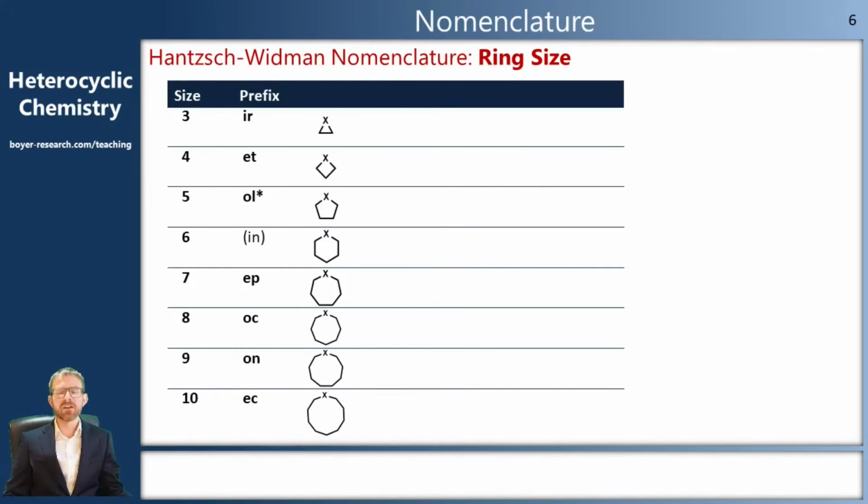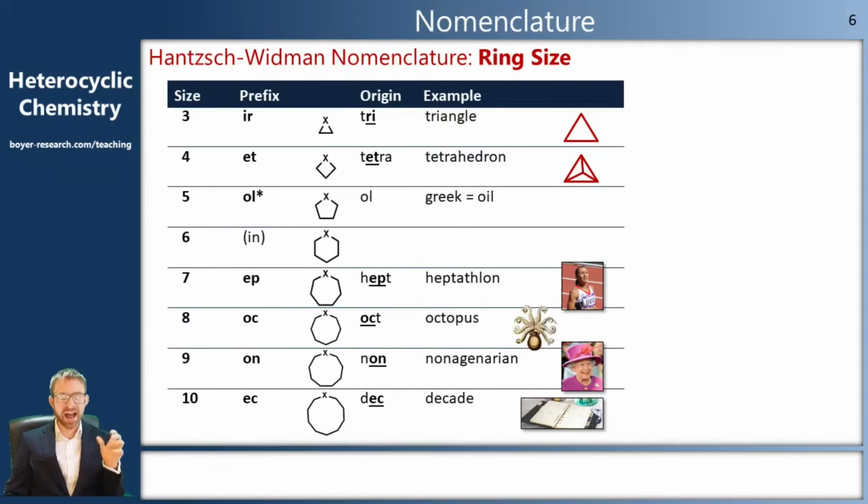Next, we need to look at the size of the ring in our heterocycle. And each size is given a different prefix. And these prefixes are mainly derived from the Latin and Greek for numbers. So for example, three-membered rings are ir, and that's from the letters in tri, as in triangle, but reversed. Four-membered rings are et, from tetra, for example, tetrahedrons.